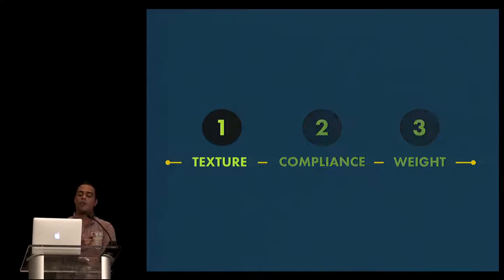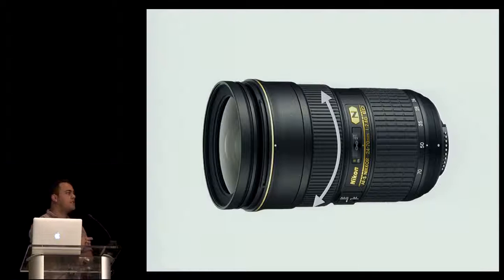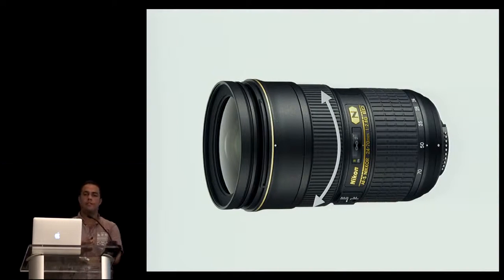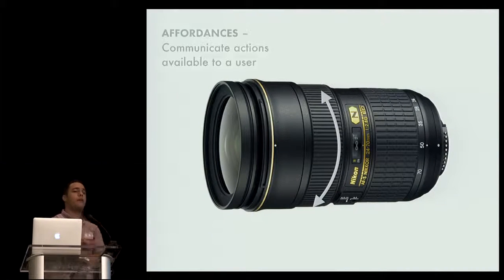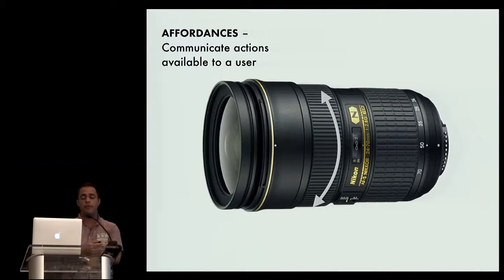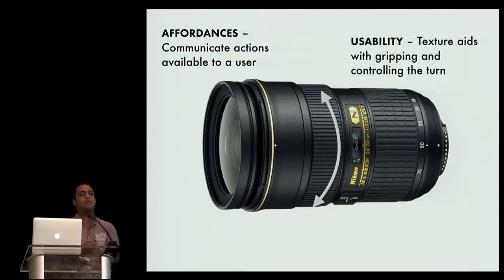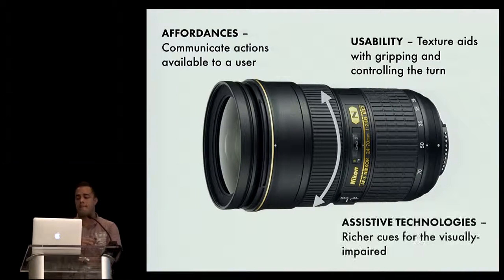I'll first start by talking about texture. Specifically, how is texture used in physical design? As you may well know, it is a form of communicating actions to a user through affordances. It also aids in usability by allowing users to more finely control the turn, as well as its value as an assistive technology by imparting richer cues for the visually impaired or for operating this lens in the dark.